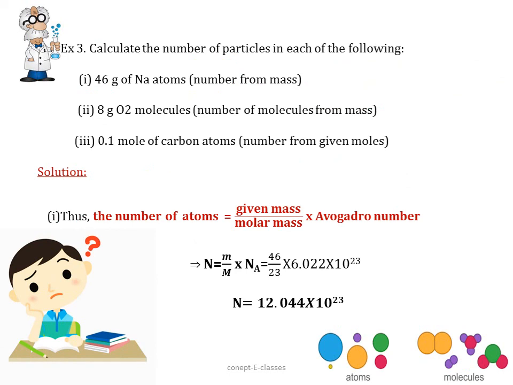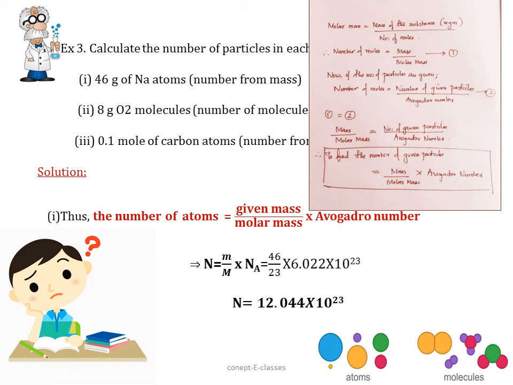So in example 3, we have to calculate the number of particles in each of the following. The first one is 46 grams of sodium atoms, then 8 grams of oxygen molecules, and 0.1 mole of carbon atom. Okay, so the first case is we have to calculate the number of particles from 46 grams of sodium atom. So in order to calculate the number of atoms, we have this equation: given mass by molar mass into Avogadro number. Now how did we get this equation?